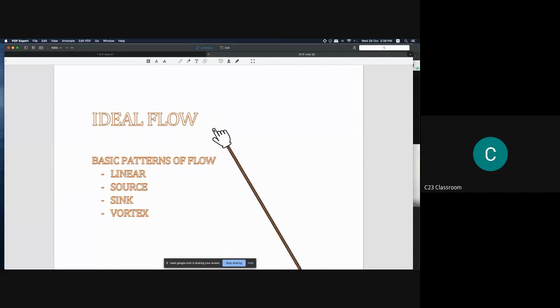So we go for the usage of that ideal flow. So actually we want to develop the equation for flow around a cylinder. But before that, I would like to introduce you to 4 basic flows. You could get this from any textbooks.